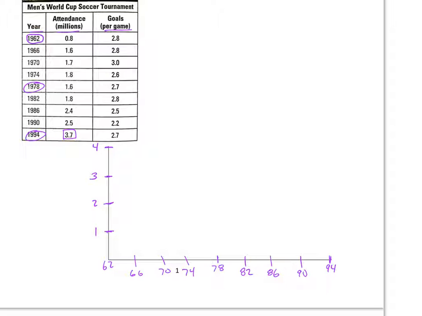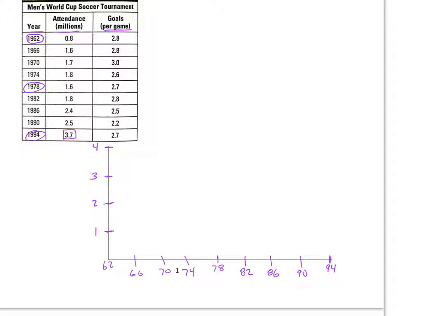Okay, so picking up where we left off, 3.7 is our biggest number. So I used 4 because 4 is a lot easier to divide than 3.7. And I divided, so now I've got 1, 2, 3, 4 on my y-axis. When I looked at 3.7, I was looking at the attendance in millions and the goals per game, because if one of these was bigger than 3.7, then my y-axis would have to be taller. Because I'm making a double line graph here.